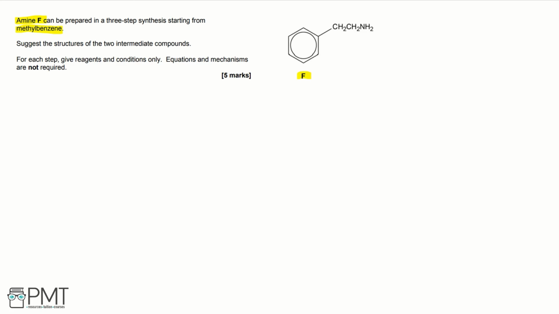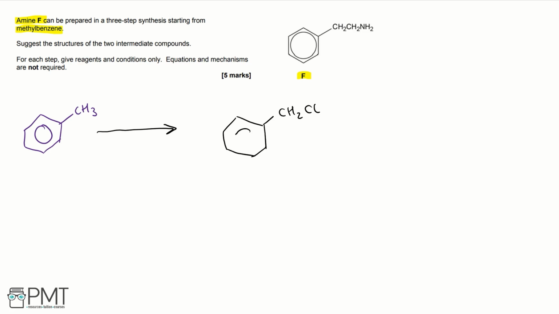from the previous question. So starting, if we draw out methylbenzene, so here we've got CH3 attached, and then it's a 3-step synthesis. In the first step, what we're going to do is turn this into a haloalkane. So we're going to have our benzene ring, and then we're going to have CH2Cl. So the reagents for step 1 are going to be chlorine and UV, and that's going to make this haloalkane.